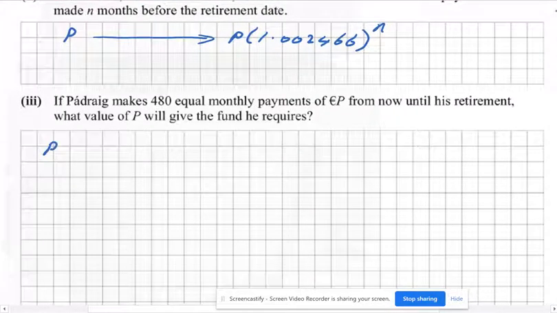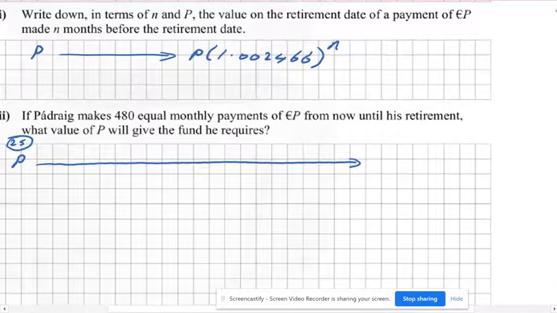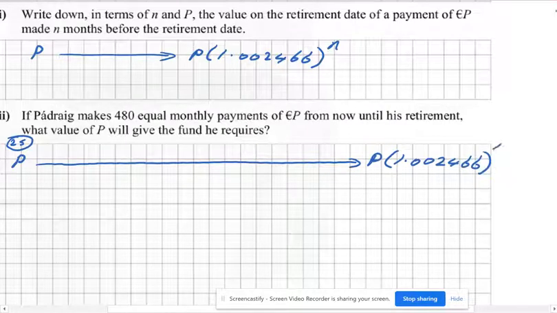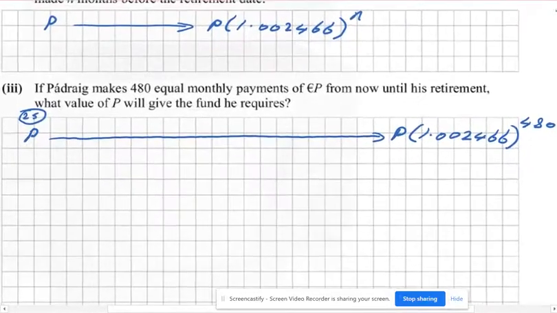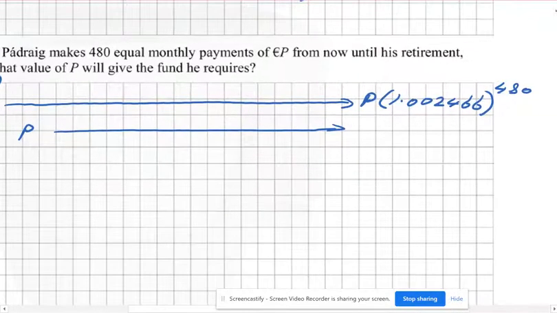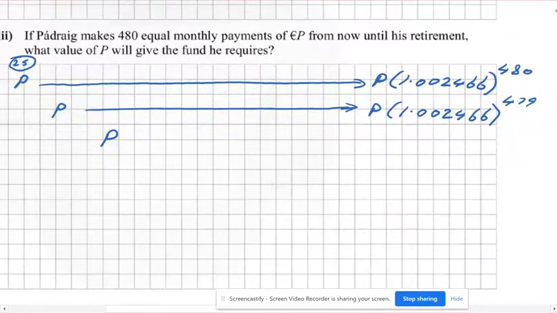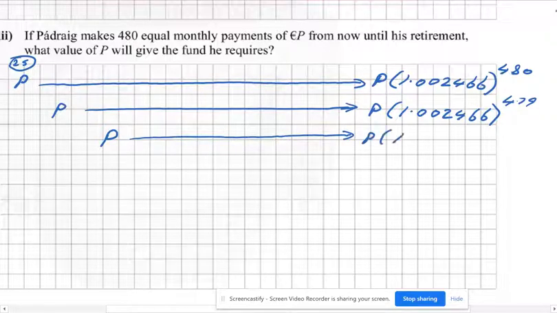So the first payment, when he's 25 years of age, so now we're starting the question when he's 25. If you bring that first payment forward the whole 480 months, it's going to gather interest of P into 1.002466 to the power of 480. Now, the second month that he's working, he's going to pay in an amount P again, whatever P is. If we bring that forward, that's worth P into 1.002466 to the power of 479, so it's 1 month less. And the third payment will be gathering 1 month less interest again. So that'll be P into 1.002466 to the power of 478.